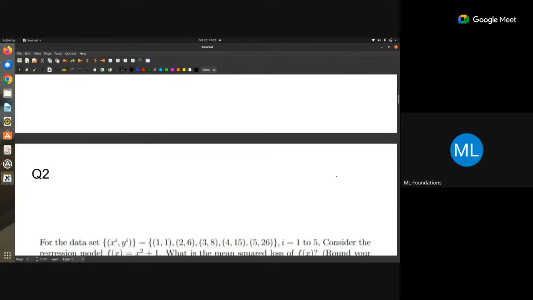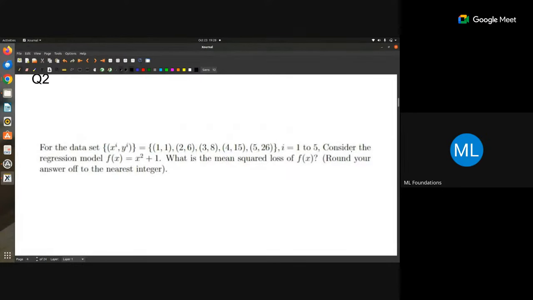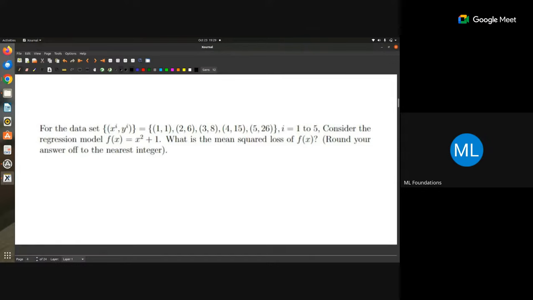Okay, fine. This is the second question. For the data set xi, yi, consider the regression model f of x equals x square plus 1. What is the mean squared loss of f of x? Do you want to solve this? I'll wait for 2 minutes, you try to solve it, and we'll write down the table here.